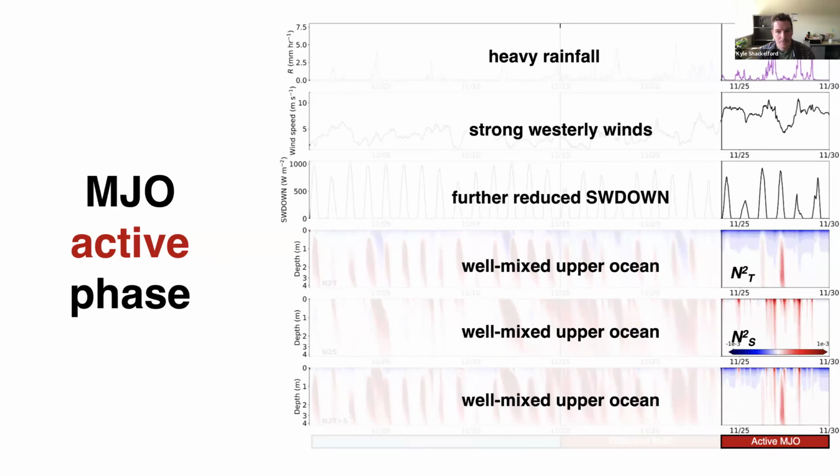And then finally, during the MJO active phase, we can see very heavy rainfall. This is evidenced as 2 pulses in this time series associated with 2 convectively coupled Kelvin waves that occurred with this MJO event. You see strong westerly winds, typically above 8 meters per second. You have further reduction in downwelling shortwave radiation. And due to these very strong winds, you generally have a well-mixed upper ocean with only very transient stable layers occurring.